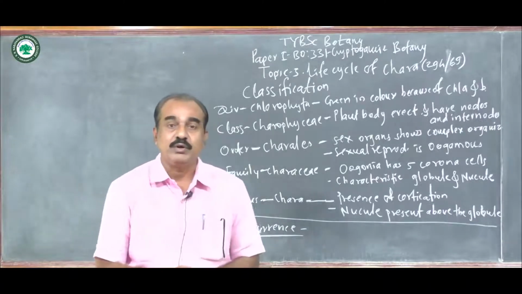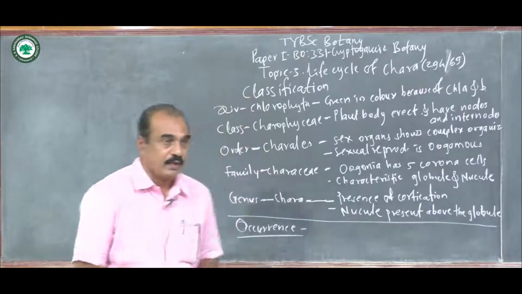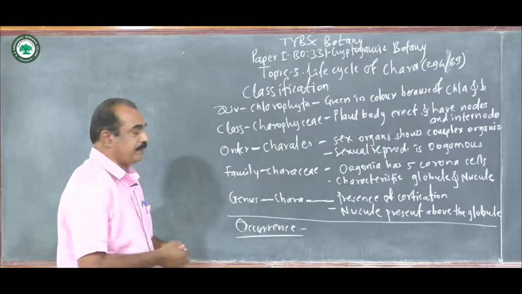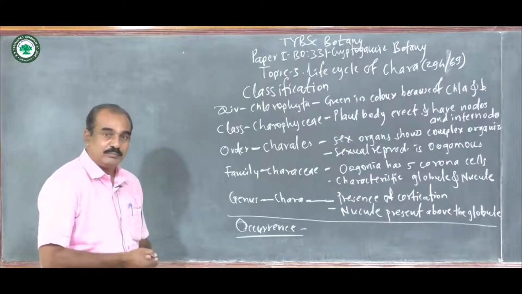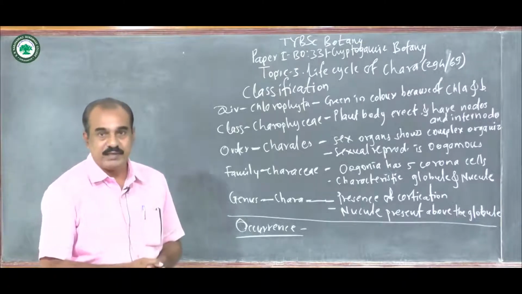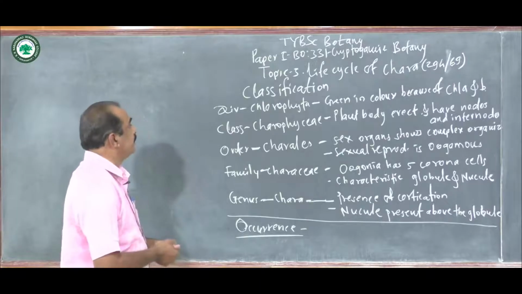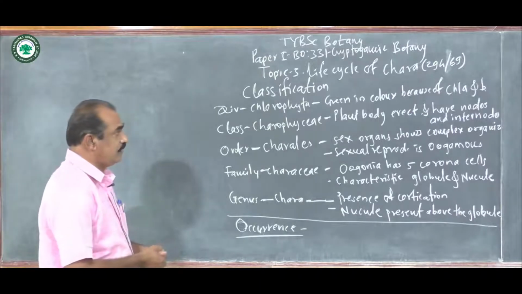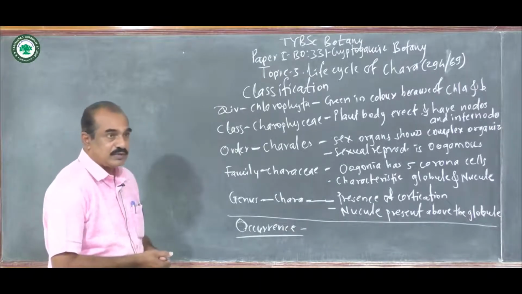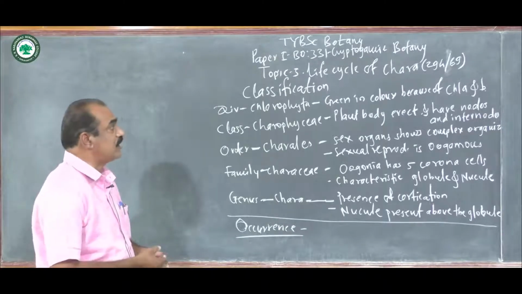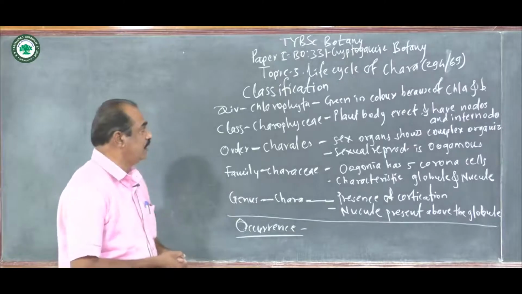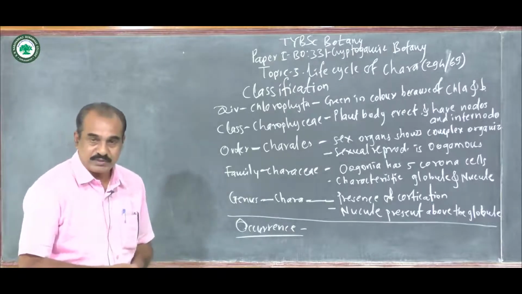This figure is according to B.R. Vasishta. Okay, first that is the classification. Now, division is Chlorophyta. It is because the dominant pigments are chlorophyll A, B, etc. Then, class Charophyceae, plant body is erect and has nodes and internodes. Order Charales, sex organs are of complex organization and sexual reproduction is oogamous type.